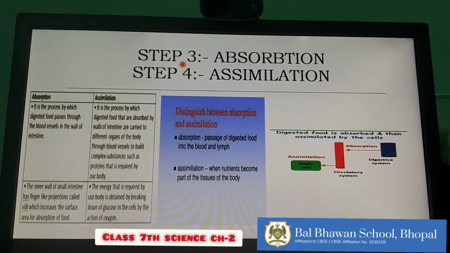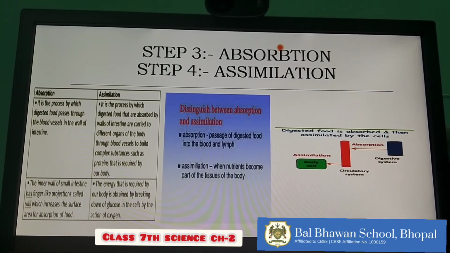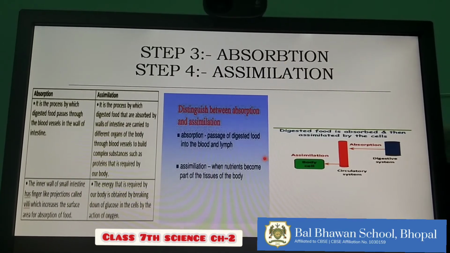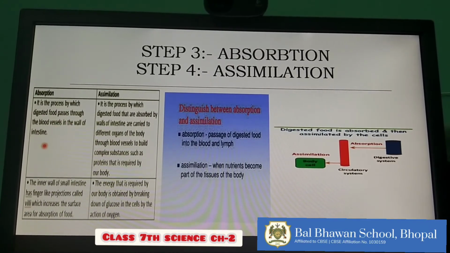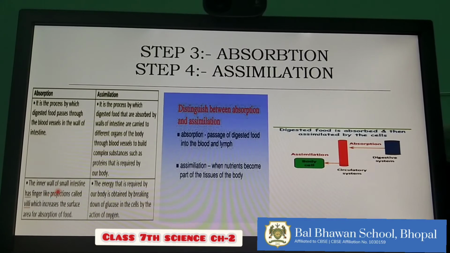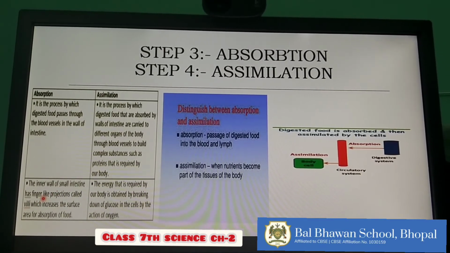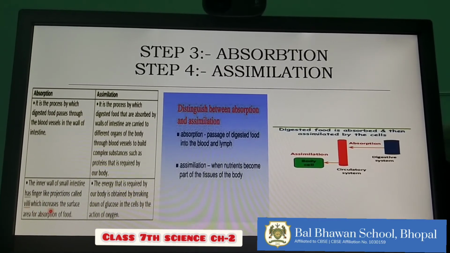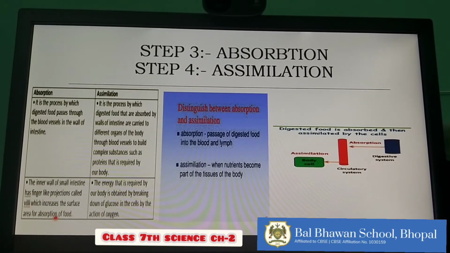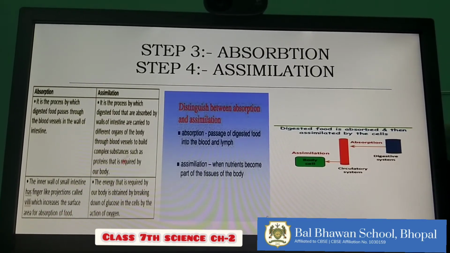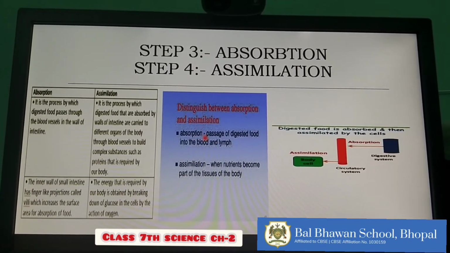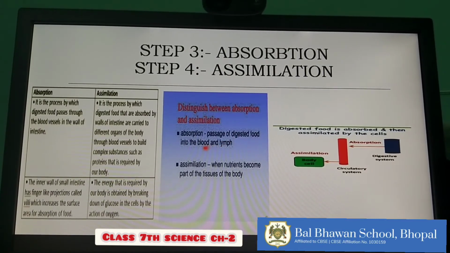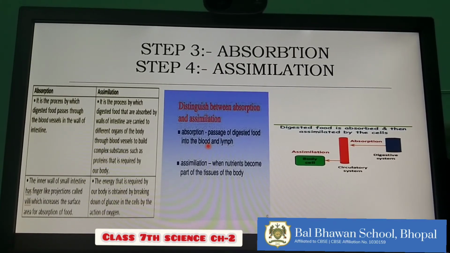Let us discuss the third step. What is the third step? Absorption. What is absorption? It is the process by which digested food passes through the blood vessels in the wall of the intestine. The inner wall of the small intestine has many finger-like projections called villi. These finger-like projections increase the surface area for absorption of food. Or in short, we can say that absorption is the passage of digested food into the blood and lymph.